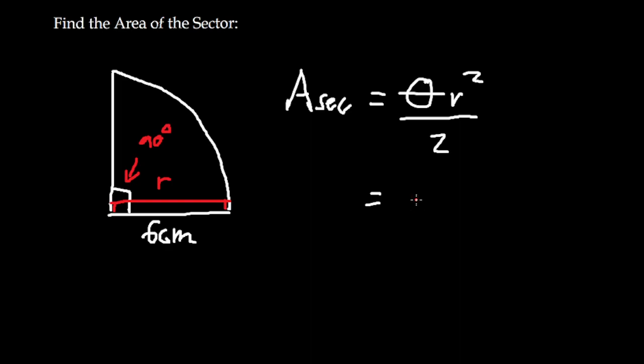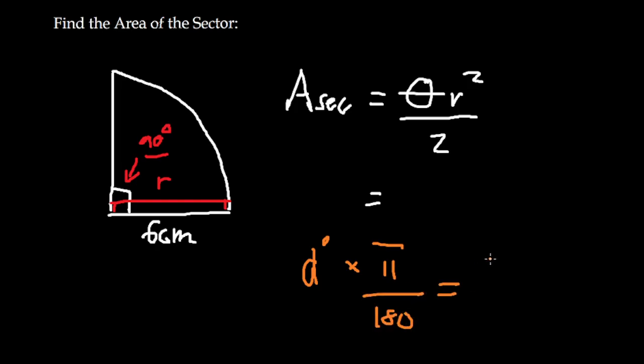Wait, before solving for the area, if the given is degrees, I want you to convert it first to radians. So, how do we convert degrees to radians? Just multiply the degrees by pi over 180.